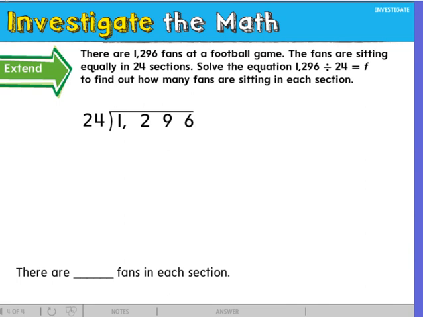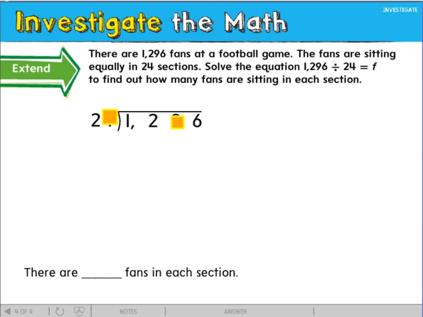So, 24 cannot go into 1. 24 cannot go into 12. 24 can go into 129. However, that number just got awfully big. If I cover up my ones place again, how many times is 2 going into 12? 6. I'm going to start with that.